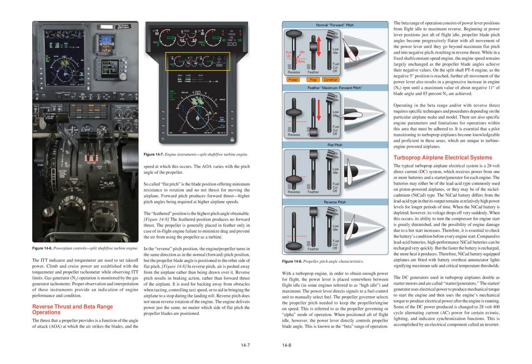Figure 14.8, the feathered position produces no forward thrust. The propeller is generally placed in feather only in case of in-flight engine failure to minimize drag and prevent the air from using the propeller as a turbine. In the reverse pitch position, the engine/propeller turns in the same direction as in the normal, forward, pitch position, but the propeller blade angle is positioned to the other side of flat pitch. Figure 14.8, in reverse pitch, air is pushed away from the airplane rather than being drawn over it. Reverse pitch results in braking action, rather than forward thrust of the airplane.